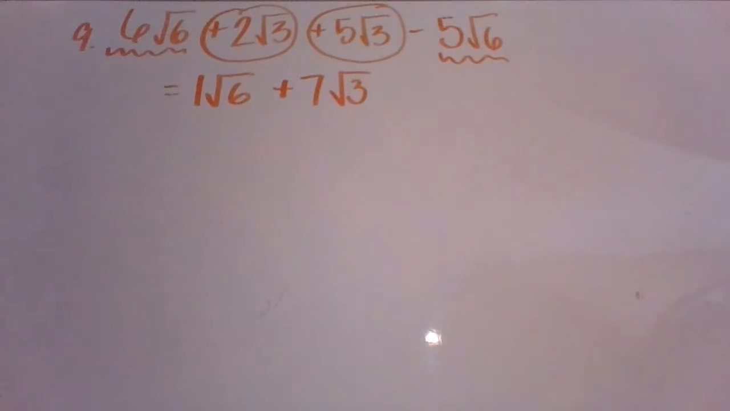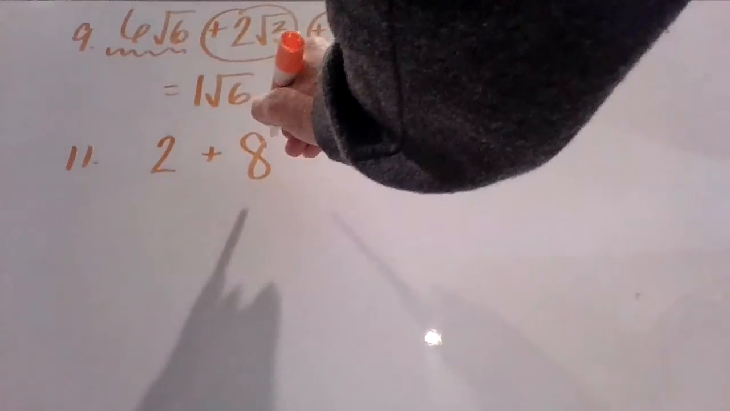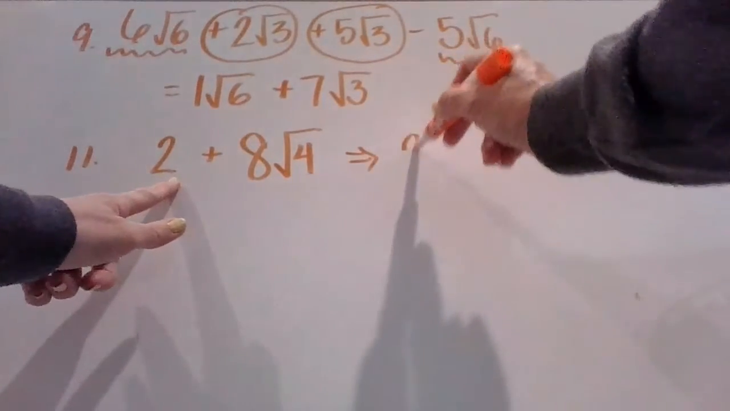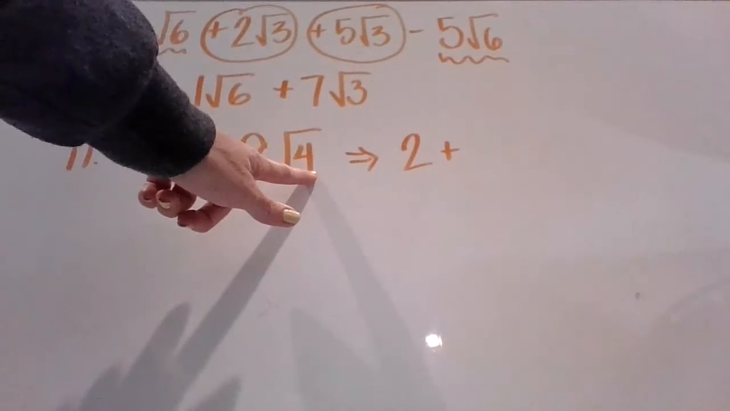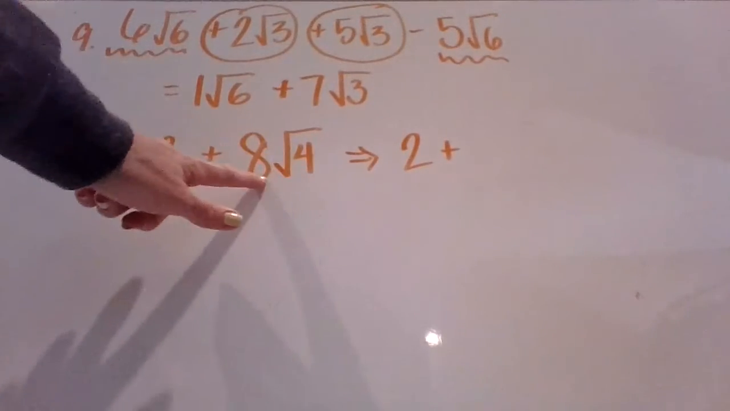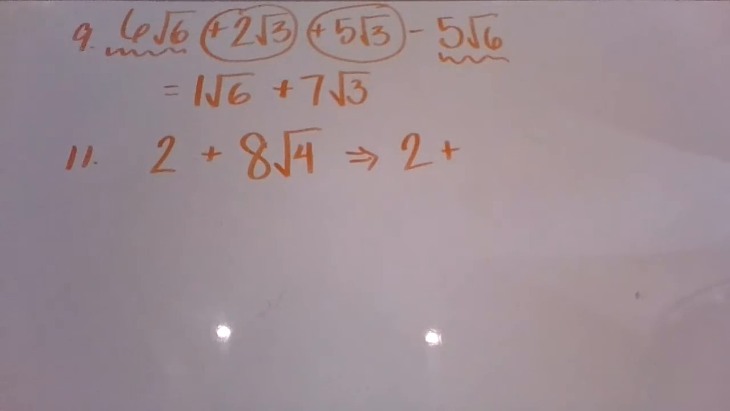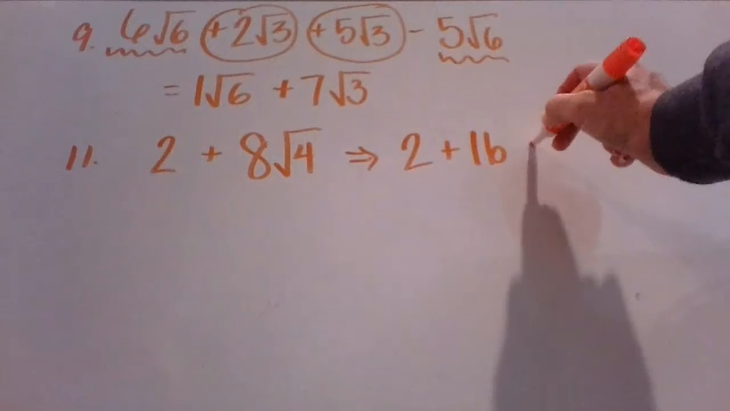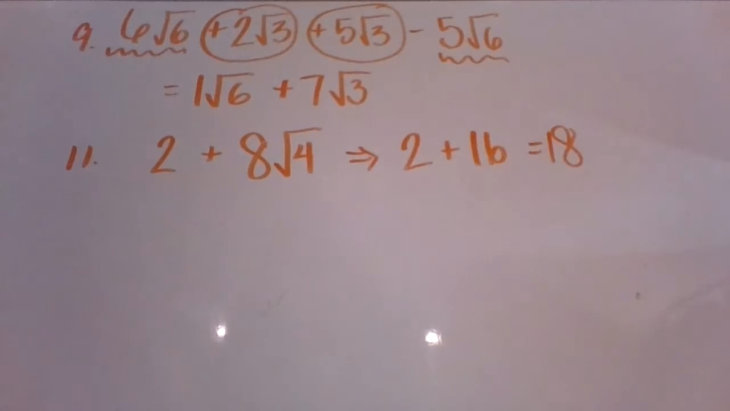Let's move down to number 11. Now on these we can add, but we have to simplify first to make sure that we can add them together. So I have 2 plus 8 times the square root of 4. Well, the square root of 4 is 2. So 2, this means it's multiplied because it's smushed up there together. So 2 times 8 is 16. So 2 plus 16 is 18.